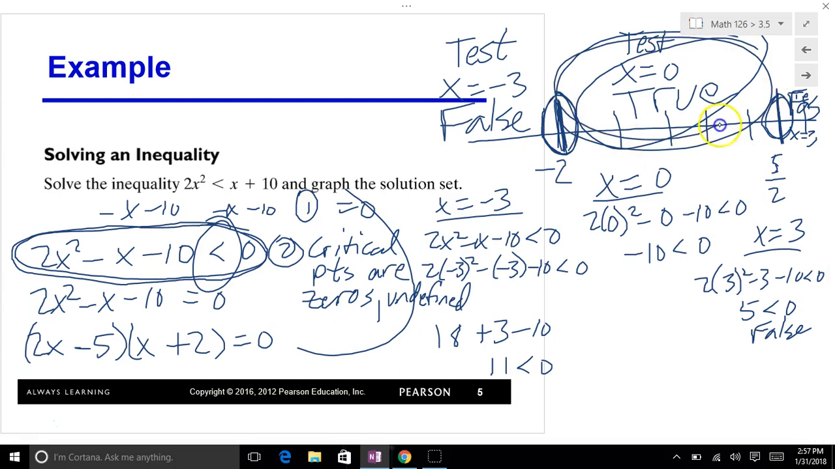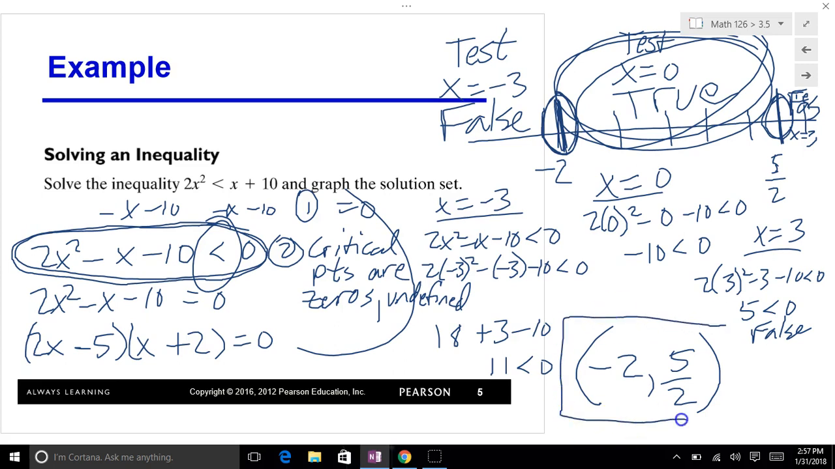So only in between here is it true, and between what x values is that? Well, between negative 2 and 5 halves. I cannot include negative 2, so I got a parenthesis on that, not a bracket. I cannot include 5 halves because it's an open hole as well. I got a parenthesis on that, not a bracket. There's our solution set.